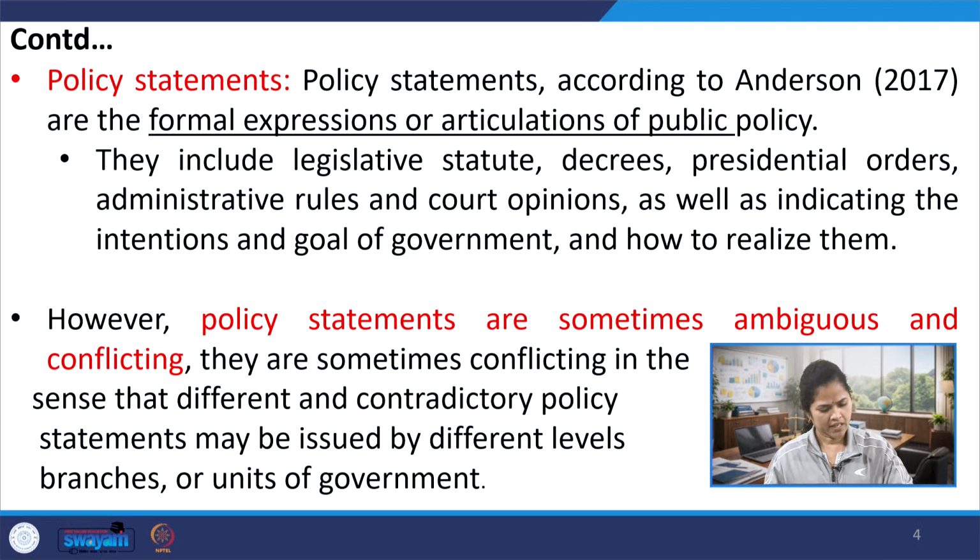And if you see the policy statements, sometimes we find that policy statements are very ambiguous. And since they are ambiguous, they can also reflect conflicting aspects. They are sometimes conflicting in the sense that different and contradictory policy statements may be issued by different branches or different units or agencies of the government in order to fix a matter of concern. That is the reason many times we find that policy statements are ambiguous and conflicting as well.